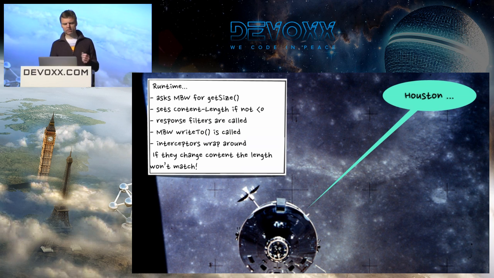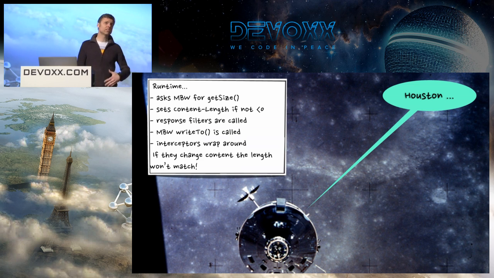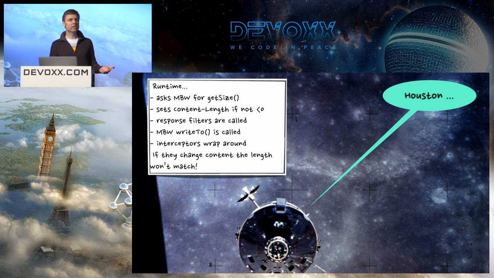And if this writer returns -1, it will default to chunked encoding, so there won't be a content length header. But if the message body writer actually supplies a content length, this will be placed into the content length header. Then the response filters are called, and afterwards the message body writer writeTo is called.